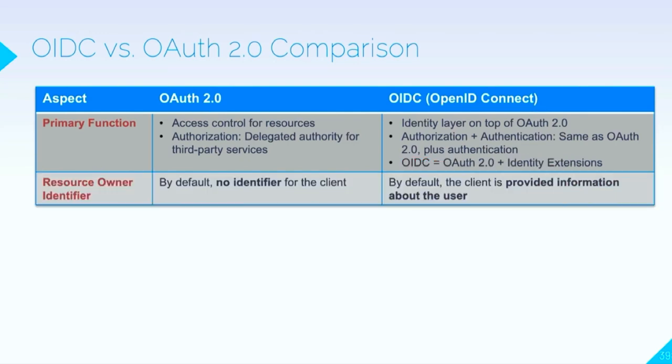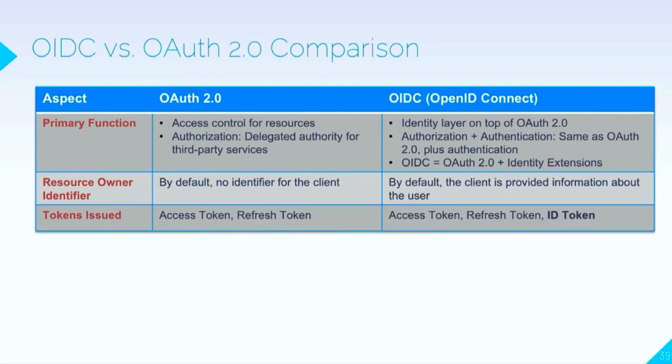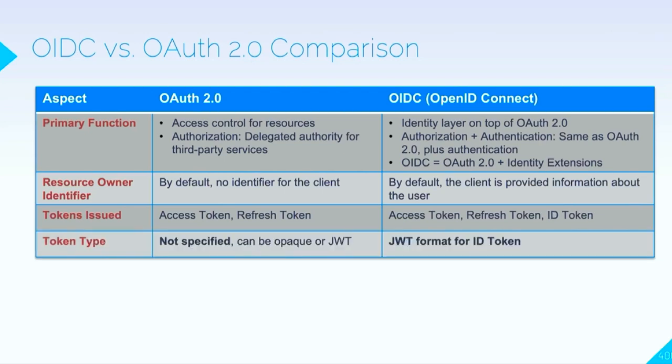Resource owner identifier. OAuth 2 doesn't provide an identifier for the client to recognize the resource owner by default, whereas OpenID Connect does. It provides the client with information about the user, allowing for user identification. Token issued. OAuth 2 issues access tokens and refresh tokens, while OpenID Connect extends this by also issuing an ID token specifically designed to convey the identity of the user.